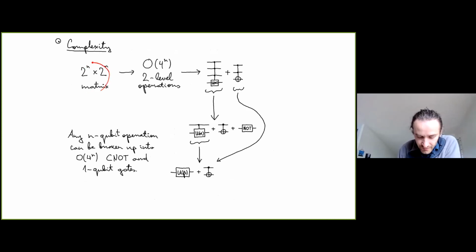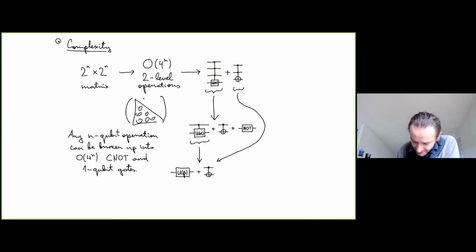an arbitrary 2 to the n by 2 to the n matrix that describes some quantum operation on n bits. You can first break it down into roughly 4 to the n two-level operations. This was just this, remember, getting these zeros at the bottom in this triangle. And then, of course, what we need to do is break down each of these two-level operations further. We could do this into this multiply controlled rotation and this Toffoli gate.